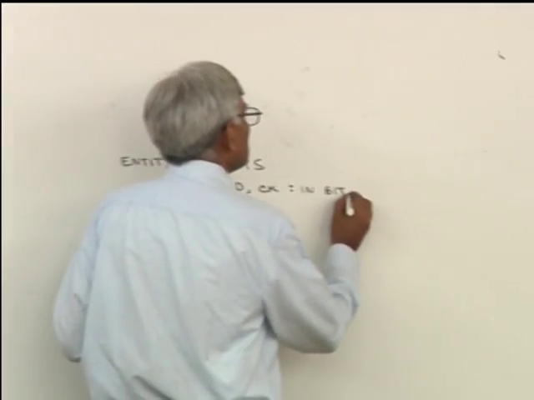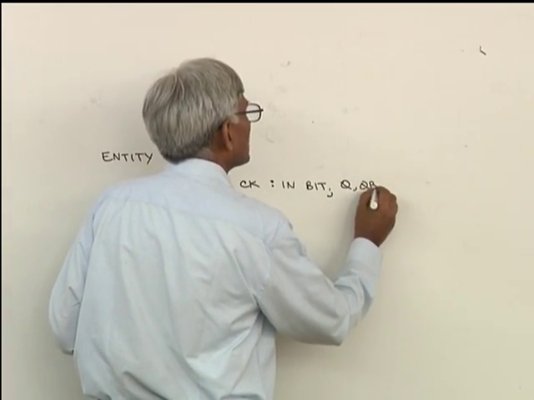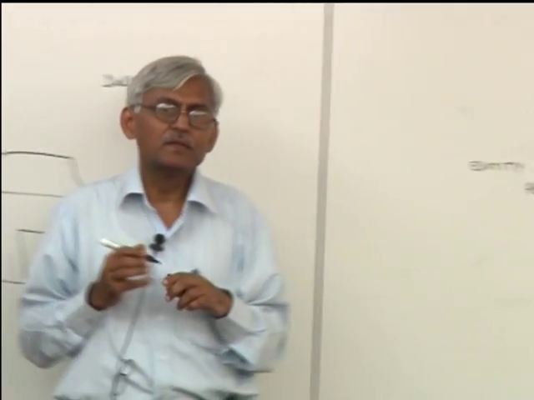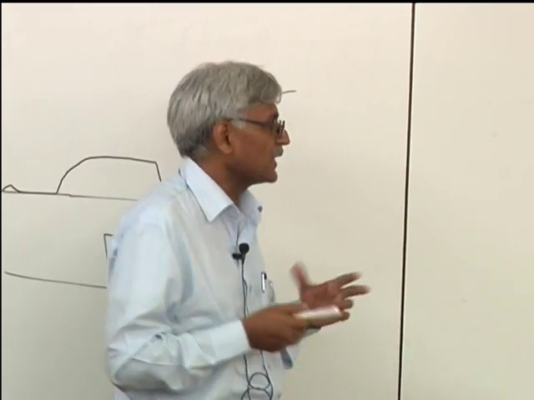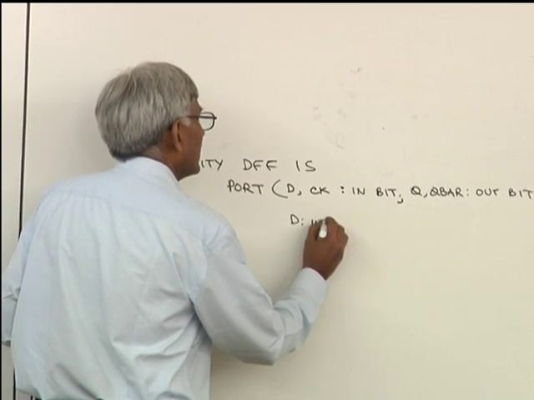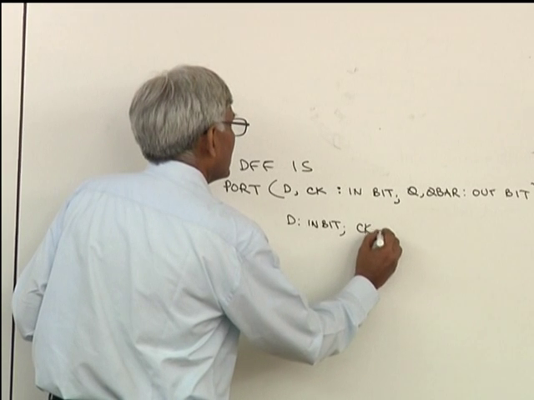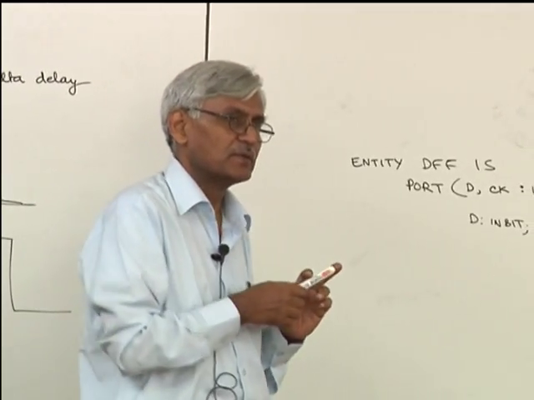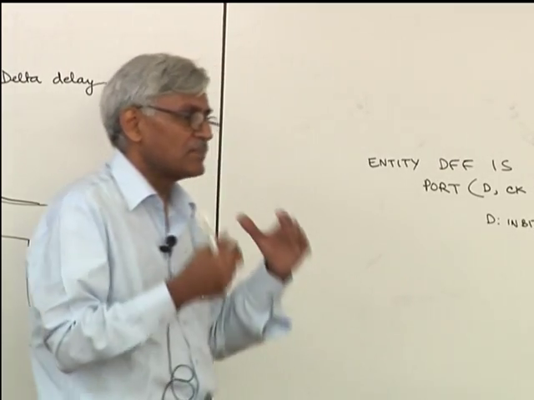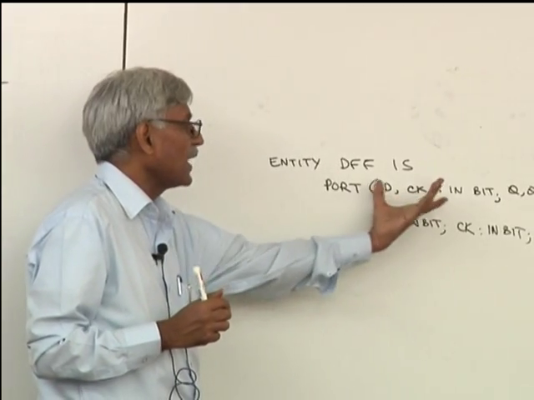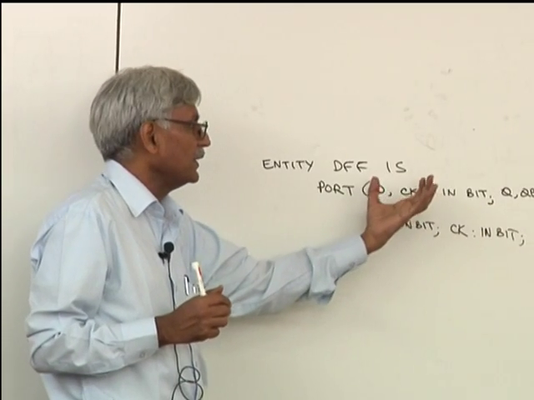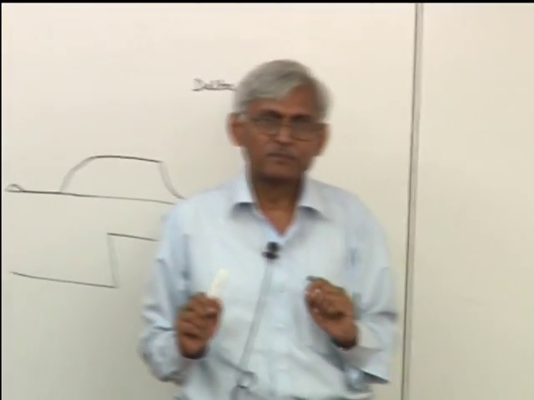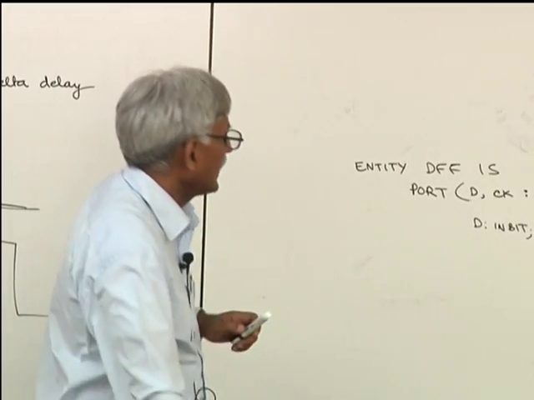So, for example, I might say semicolon and then Q, Q bar are out and bit, okay. This describes the ports of this. Notice that I could have also said D in bit, clock in bit and so on, okay. I need not group all signals of the same direction. I can describe them individually or as a group. If I describe them as a group of signals, then they must be comma separated and this entire construct is separated by semicolons, and the list and its properties are separated by colon. The whole thing is inside brackets and this whole thing ends with a semicolon, okay. So, you have described this pin diagram in short and then you say end entity DFF.